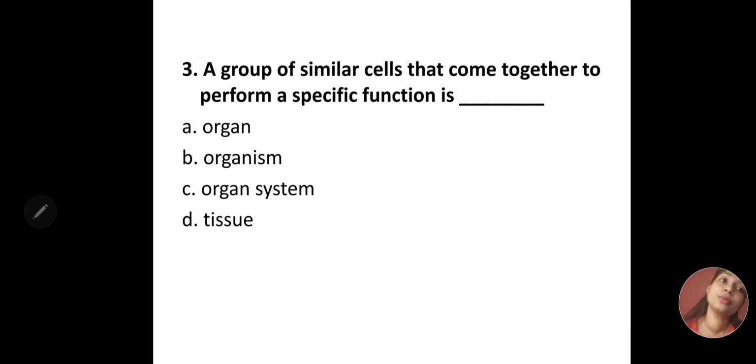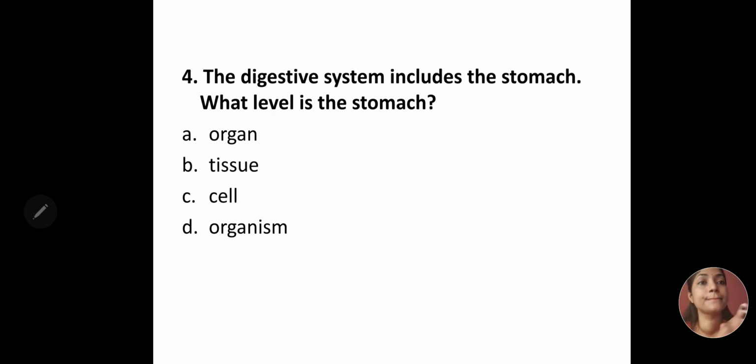Now the third question, a group of similar cells that come together to perform a specific function is known as. So here they're saying cells. What do cells aggregate into? Yes, exactly, tissue. So a group of similar cells come together to perform one specific function, known as tissue. So tissues are nothing but groups of cells. Now the fourth question, the digestive system includes the stomach. So what level is the stomach? The answer is organ. So stomach is an organ and digestive system is an organ system. So very clearly stomach is an example of an organ.